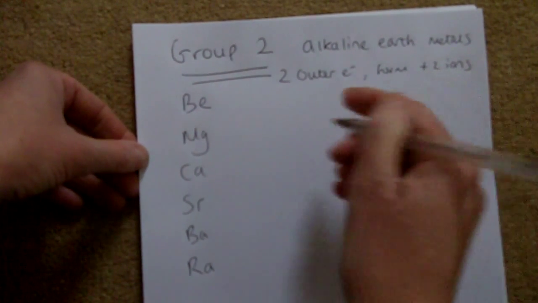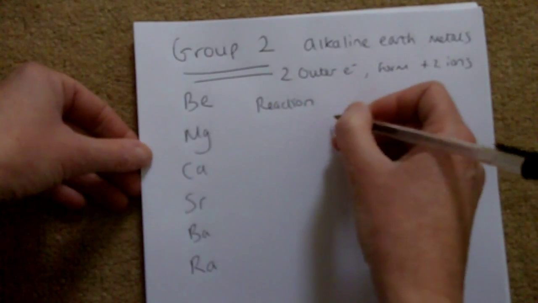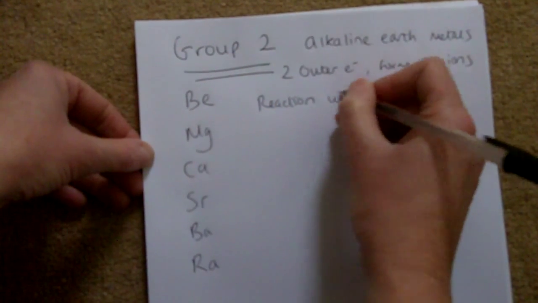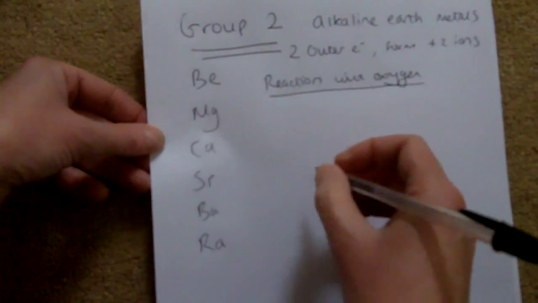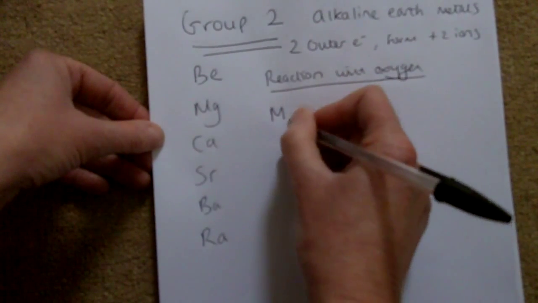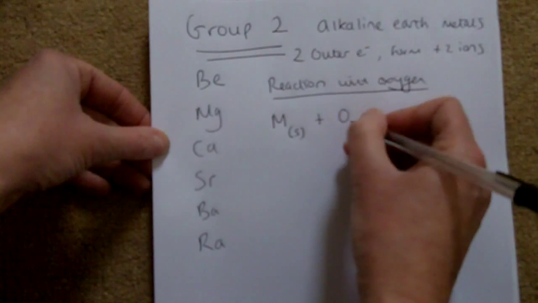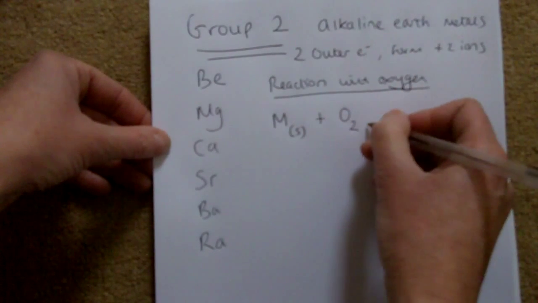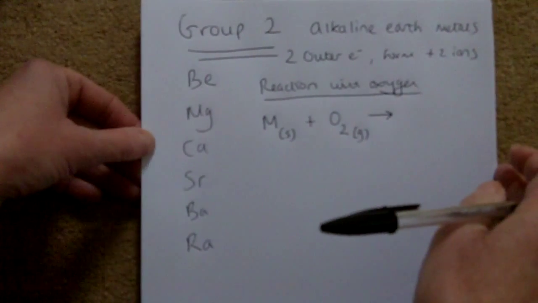So what do you need to know? First, you need to know the reaction of the group 2 metals with oxygen. Now the general equation is the group 2 metal. It's a metal, so it's a solid. It reacts with oxygen, which is a gas, to give a metal oxide.